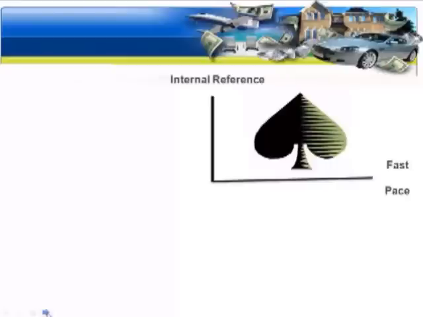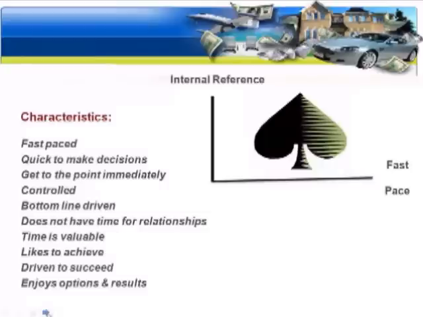Take a look at some of their characteristics. They're fast-paced, quick to make decisions, control and bottom-line driven. They don't really have time for relationships. They see time as a commodity; it's extremely valuable, and they hate people wasting their time. They love to achieve and succeed. If you're talking to that individual, the best thing you can do is give them options and choices and talk about the result, the end outcome, not necessarily the process.